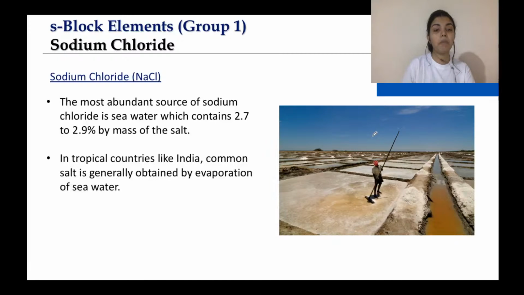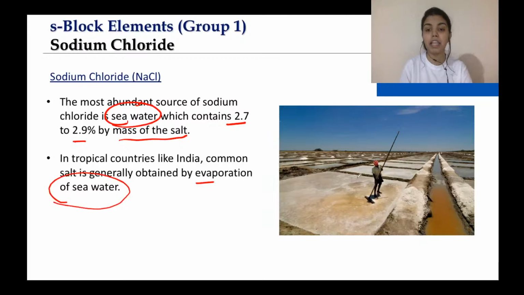The most abundant source of sodium chloride is seawater. We get that table salt from the seawater, which contains 2.7 to 2.9% by mass of the salt. In tropical countries like India, common salt is generally obtained by evaporation of seawater. Here you can see the beds of salt. So what is happening here? The evaporation of seawater is done and the salt is left behind. Now we collect this salt and then purify it, and it undergoes many processes and we obtain it as our table salt.